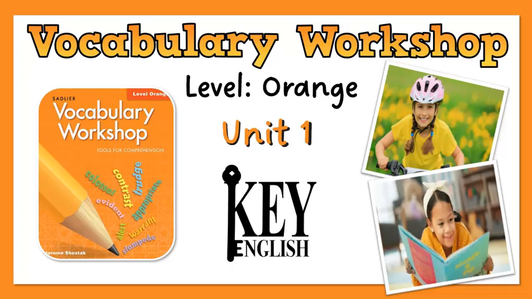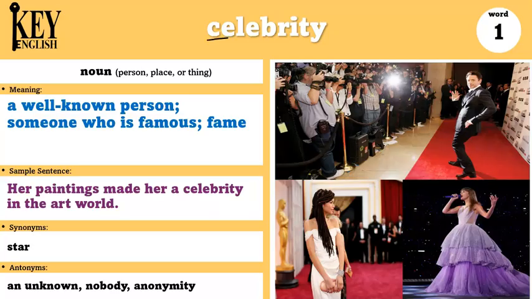Let's get started! Our first word is celebrity. Celebrity is a noun, and a celebrity is a well-known person, someone who is famous or has fame. Basically, a celebrity is like a movie star, a singer, an athlete, or even a YouTuber, someone who everybody knows and is famous. The sample sentence says, her paintings made her a celebrity in the art world.